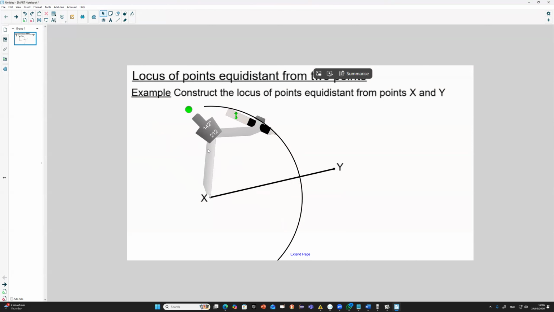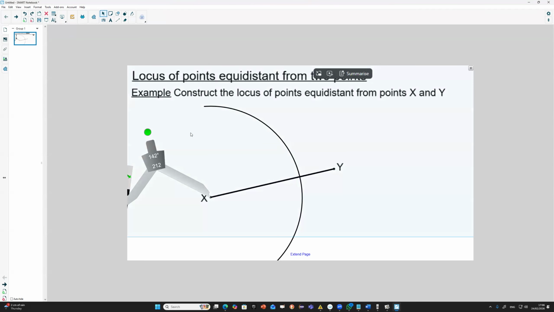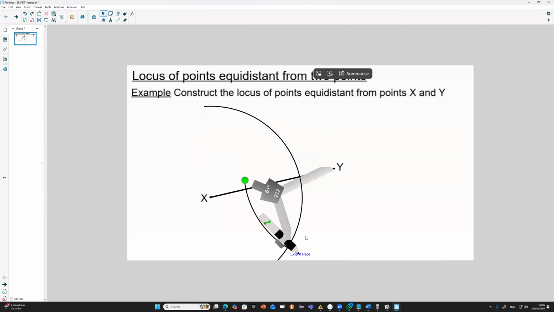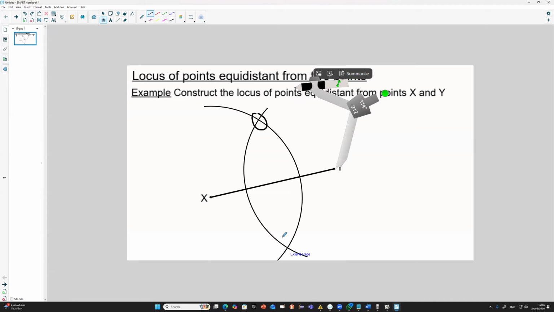And then I'm going to leave it as open as it is now, and I'm going to go over to Y, and then I draw another arc. Then you can see where the arcs intersect. So here and here, we can join up with a straight line, like that. And that line that I've just drawn is the locus of points equidistant from X and Y, because it is the same distance from X as it is from Y.